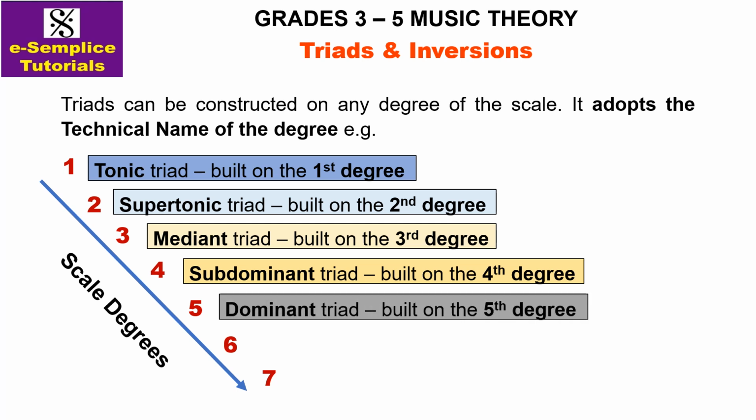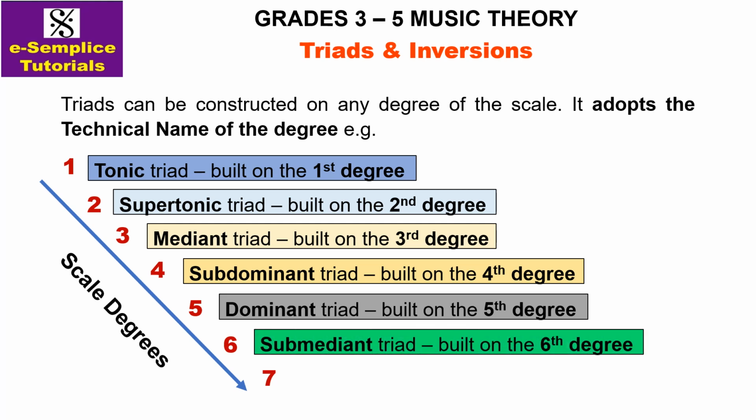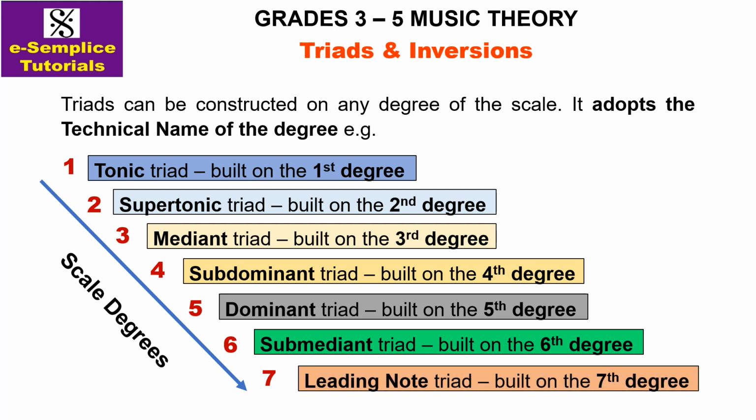Then we have the dominant triad, any triad built on the fifth degree of the scale. Then we have submediant triad built on the sixth degree, and we have the leading note triad built on the seventh degree of the scale.